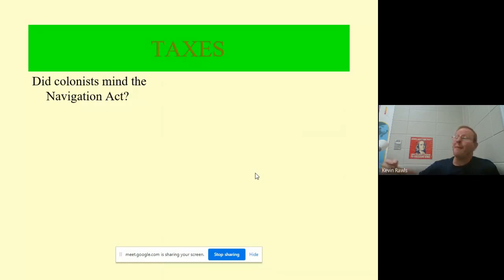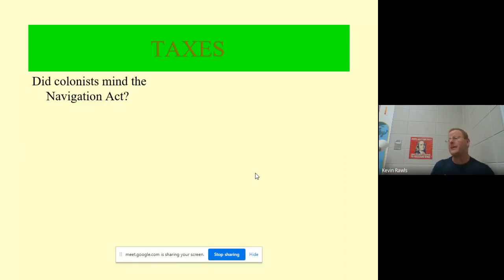They're happy. Did they mind the Navigation Acts? Did they mind the Molasses Act from 1730s? Not really, because, well, they just ignored it. Okay. Are they going to mind some of the taxes that are on external things? Not really. We've got, of course, the Hat Act, the Woolen Act, and all that stuff. They didn't bother.